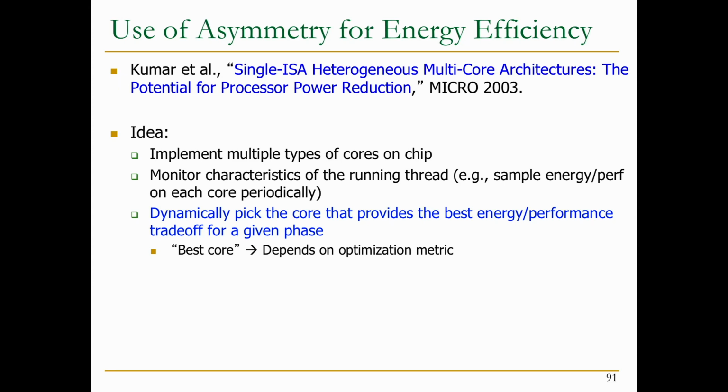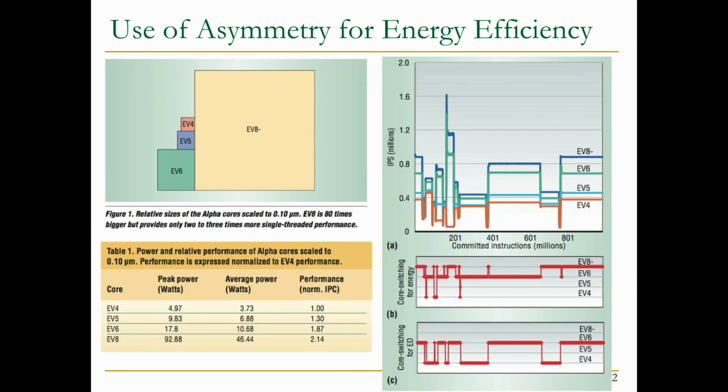The idea is to implement multiple types of cores on the same chip and monitor the characteristics of the running thread. For example, you sample energy performance on each core periodically, and you dynamically pick the core that provides the best energy and performance trade-off for a given thread phase. And best core, of course, now depends on the optimization metric that you want. And clearly this is a nice idea, but the goal is really energy optimization for a single thread in this case. You're really not optimizing a multi-threaded parallel application. So it has its application.